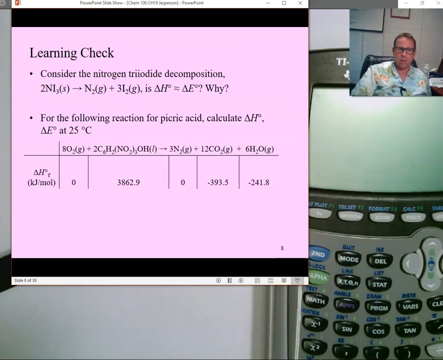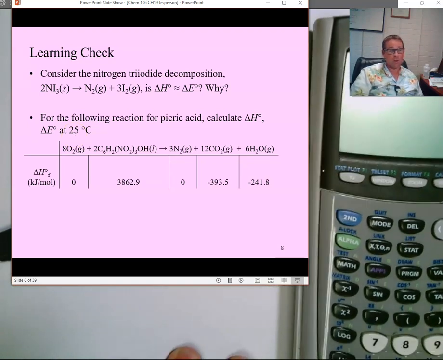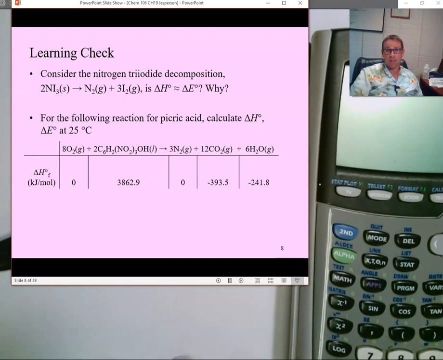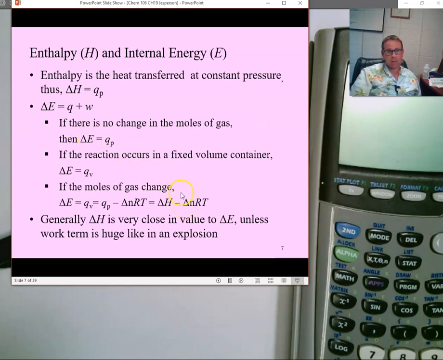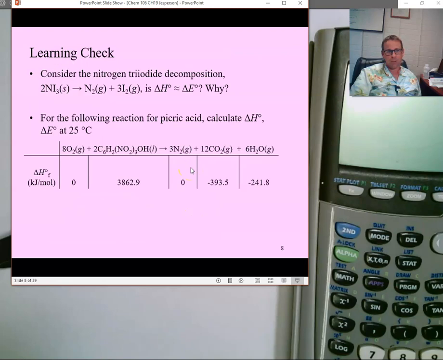Okay, so here it is. We have a chemical reaction. The following reaction, calculate the delta H and the delta E at this temperature. Now, temperature becomes important, not for the delta H so much, but for the delta E, because delta H plus the work energy is our delta E, and our work energy, again, is found by looking at the change in moles times R times the temperature.